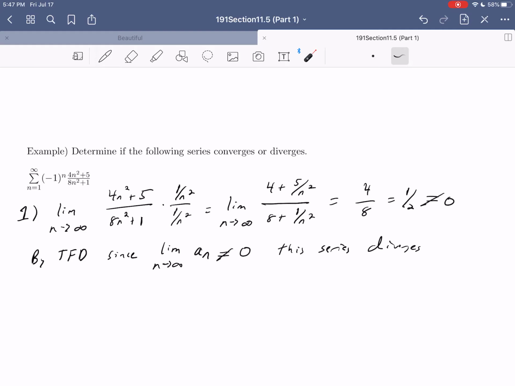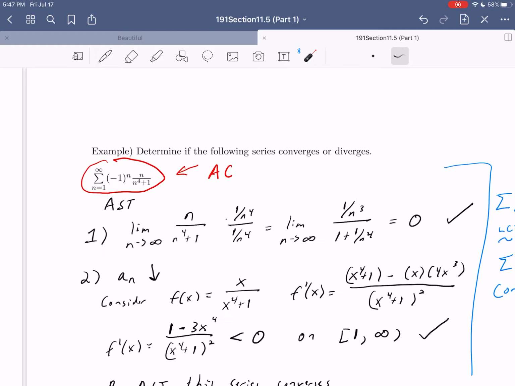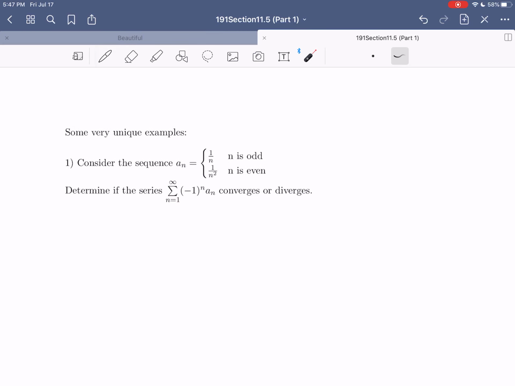So we're going to look at two very unique examples. We're going to consider this sequence: a sub n is 1 over n when n is odd, and 1 over n squared when n is even. And I want to try to determine if the sum from n equals 1 to infinity of (-1)^n a sub n converges or diverges. So this is something we've never really seen before. This is a piecewise sequence. You have two different formulas depending on if you're on an odd or even term.